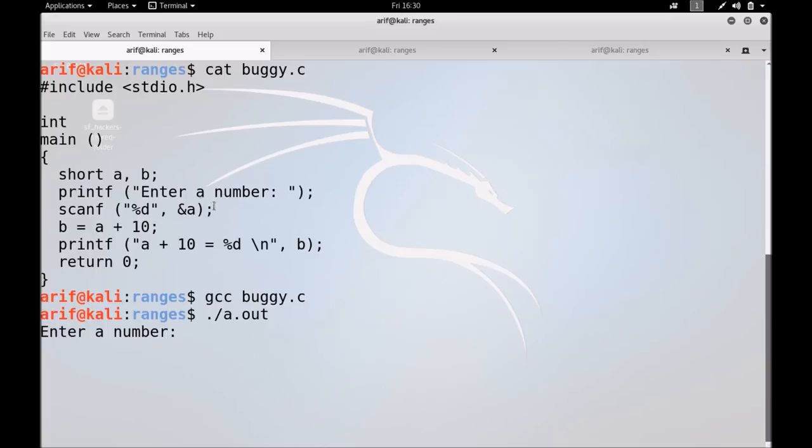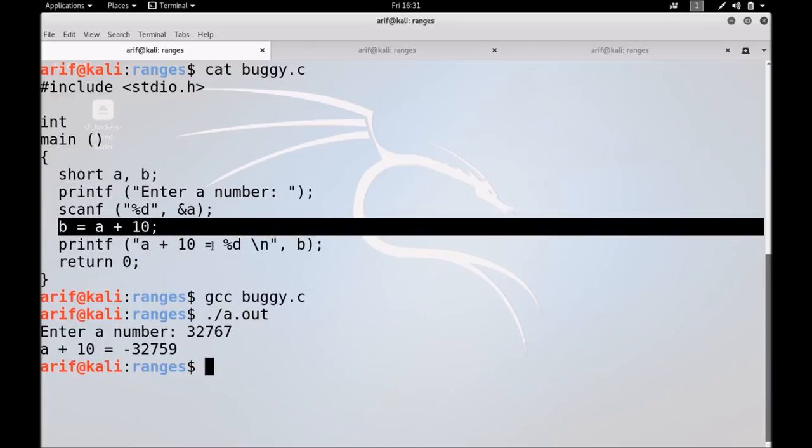Once executed, of course, it asks me for a number, and if I give the number as 32767, as per the logic, it adds 10 to that number and displays it. That number has to be 32777, but it appears as minus 32759. Another important thing to note is that if you run this program many a times, it gives the same output.